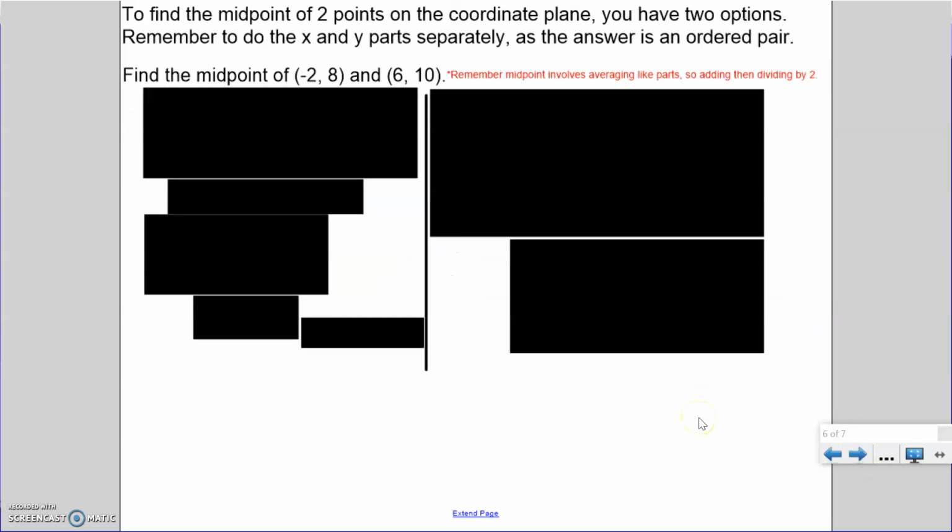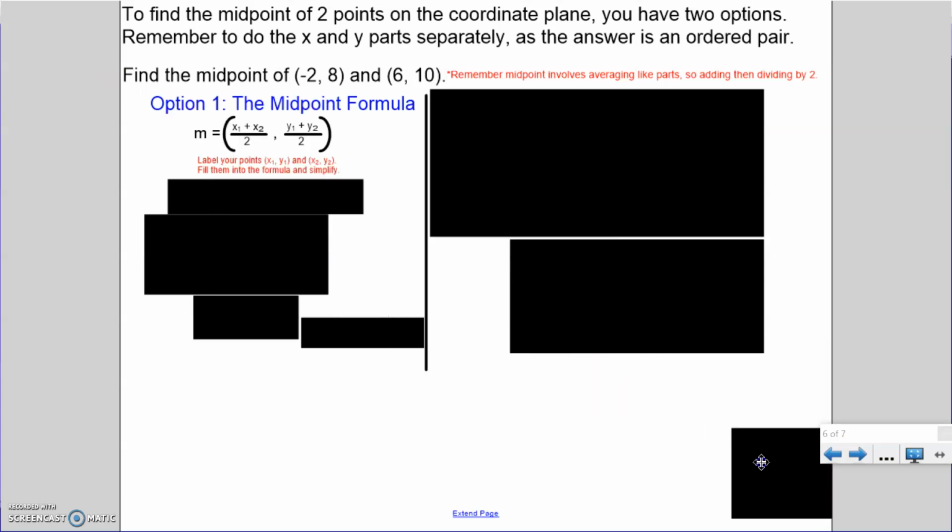Alright, we can also find the midpoint of 2 points on a coordinate plane. You have 2 options. Remember to do the x's and the y's separately, as the answer is an ordered pair. So find the midpoint of (-2, 8) and (6, 10). Also remember, midpoint involves averaging the like parts, so adding and then dividing by 2.